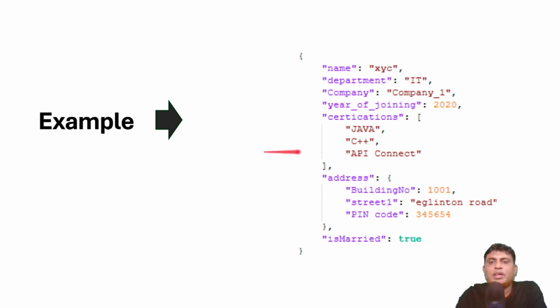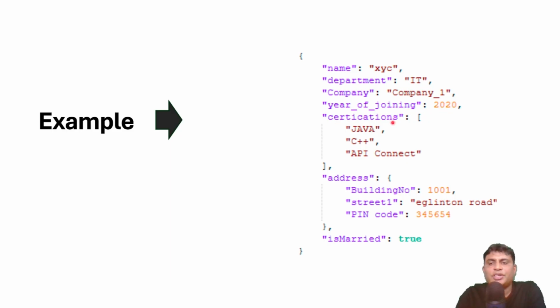Here is the sample JSON. It starts with the curly brace. Then we can find the name and value pairs. You can observe here, names are always enclosed in double quotes. Values are not. We can find different kinds of values, and their data types are different. Here the name is a string, department a string, company a string, then year of joining is a number, 2020.